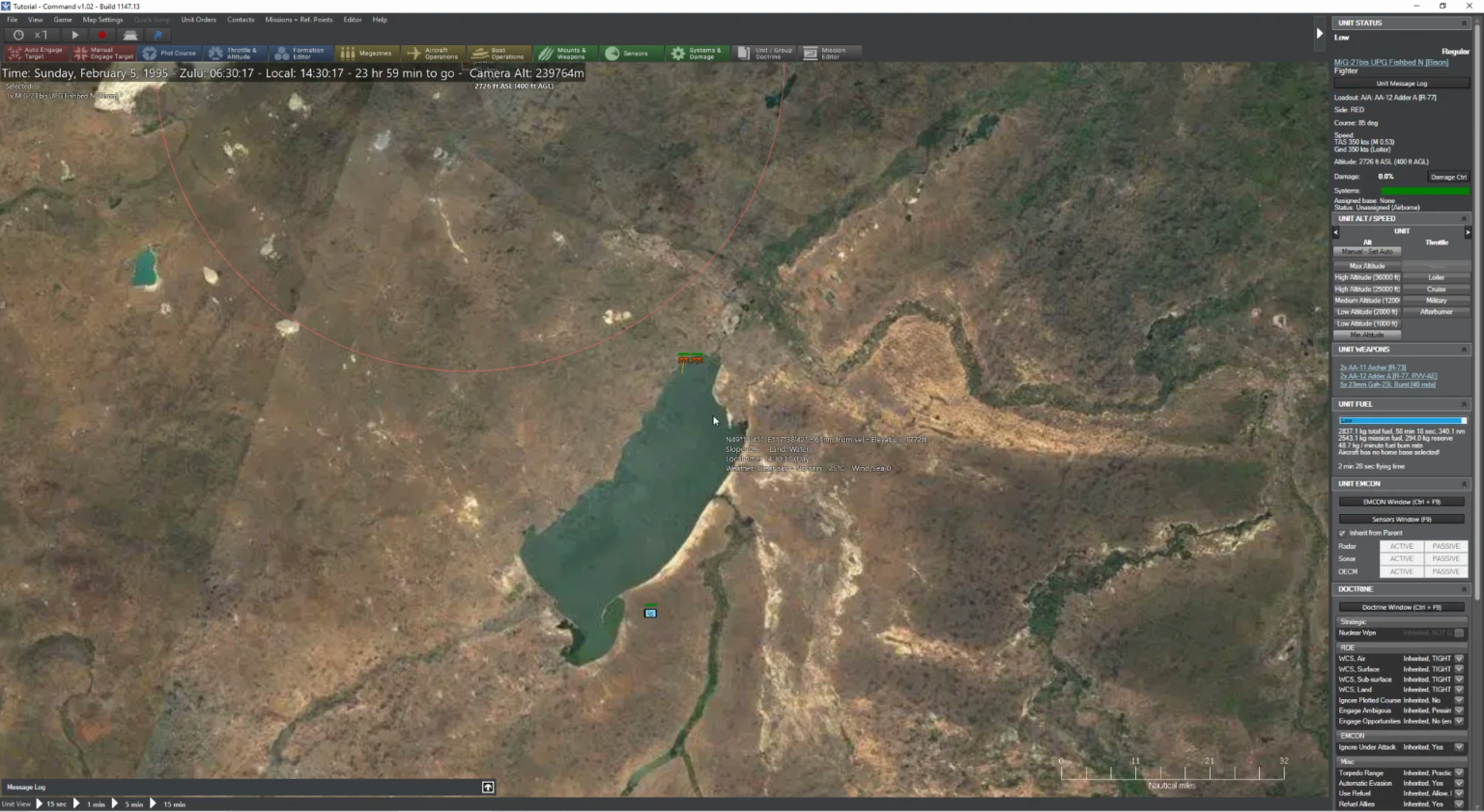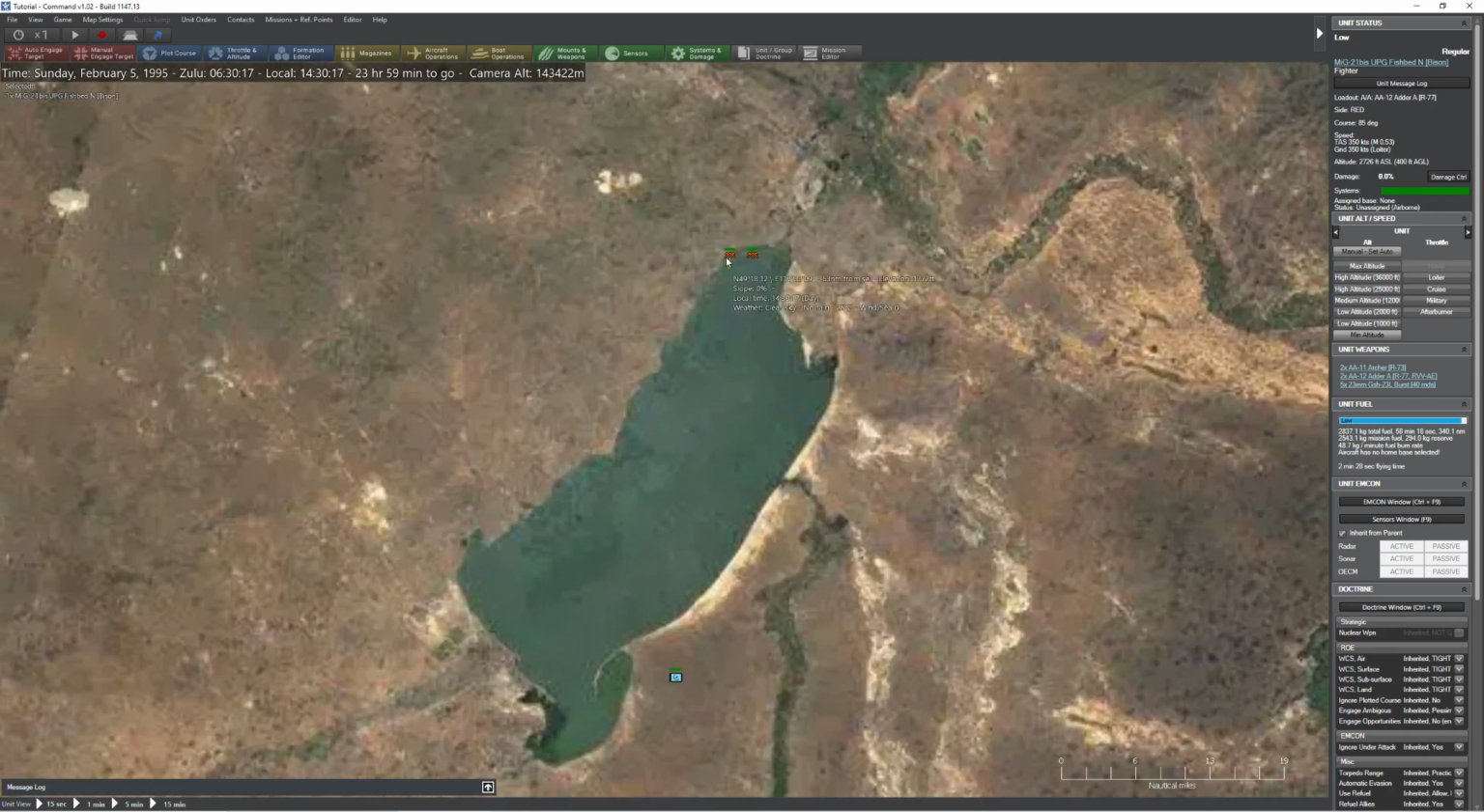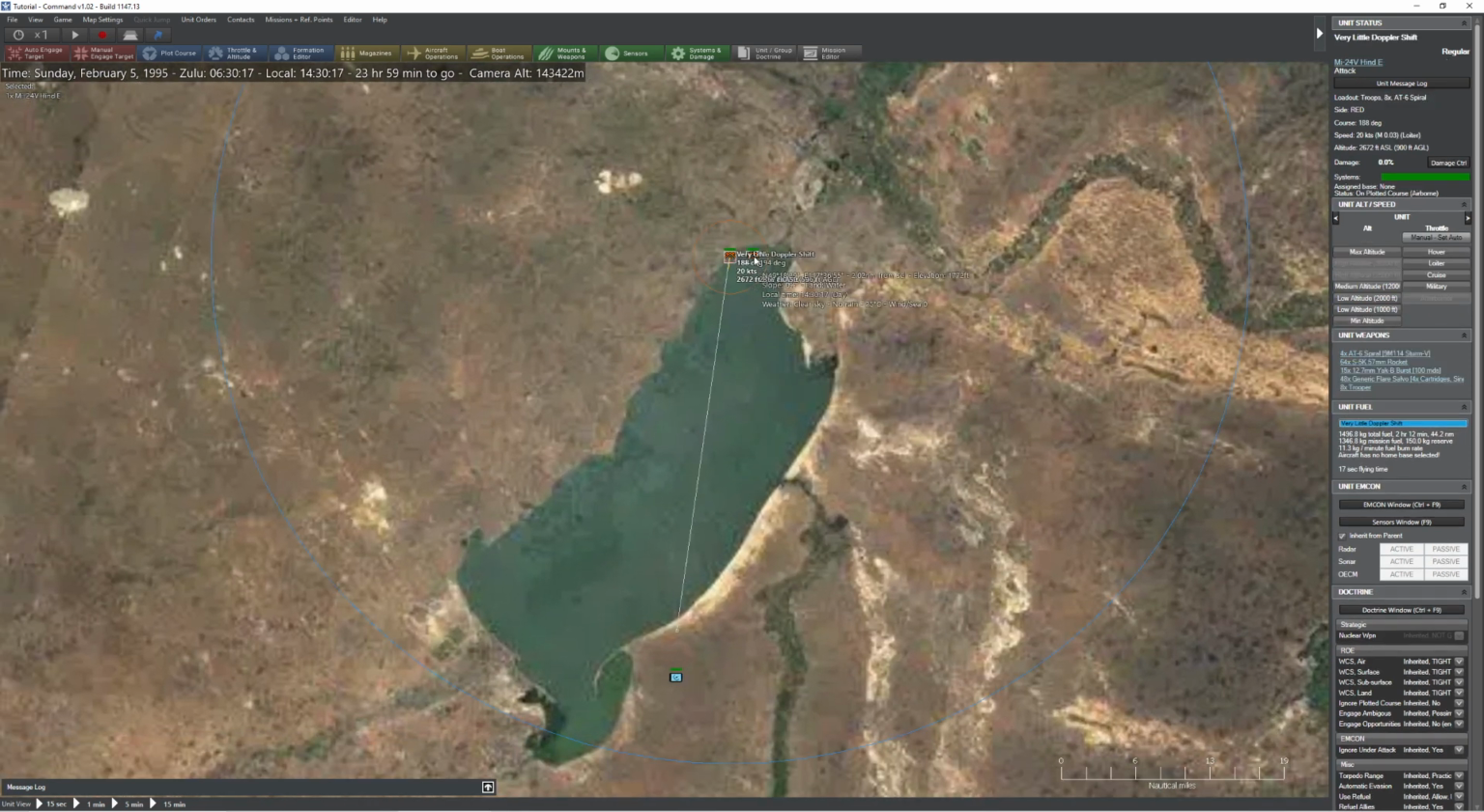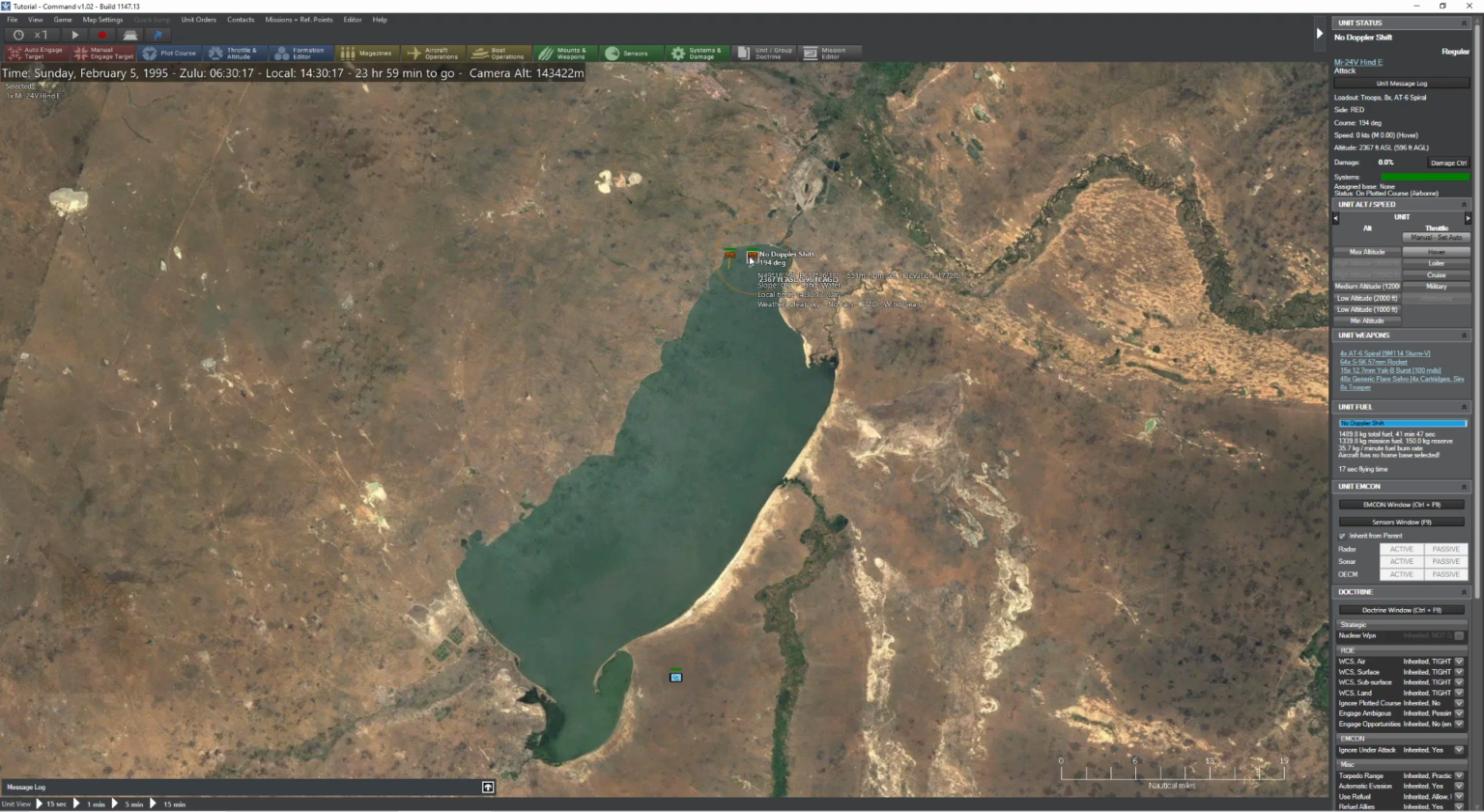Another common misconception is the concept of Doppler shift. What I have here is two identical helicopters. One's a Mi-24V, just sitting here, perfectly parked, no speed change whatsoever. And it is detectable by our P-37 radar, even though it is just sitting there hovering in the air.